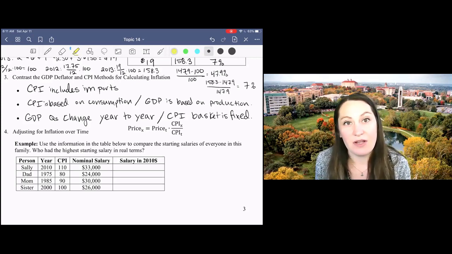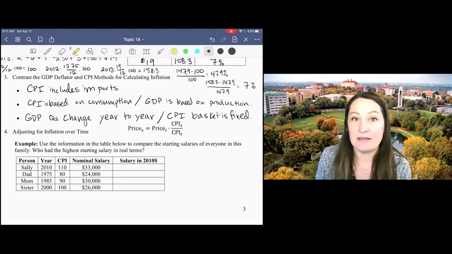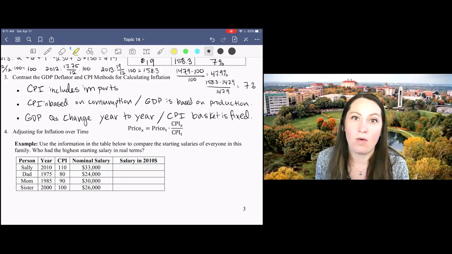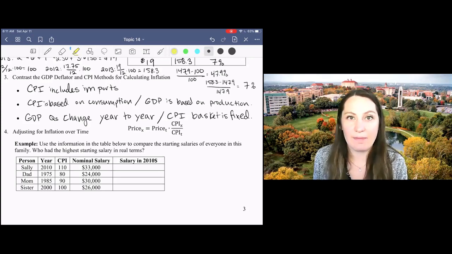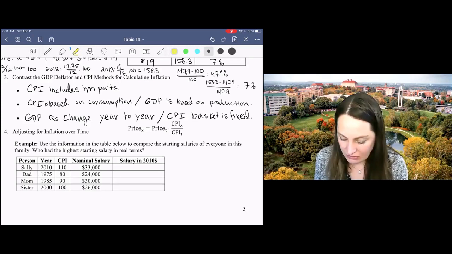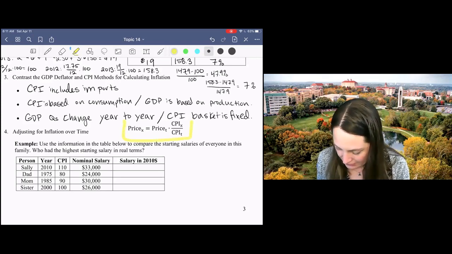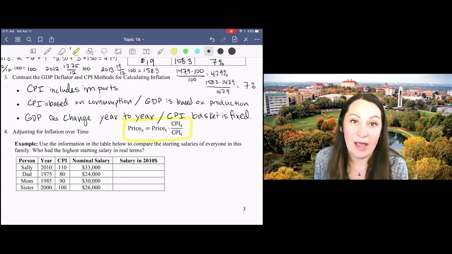It's just like converting between any type of units. So like inches to feet, right? Or pounds to kilograms. What we need to do is divide by the units we have and multiply by the units we want. And I've included a formula here to show you how that works.